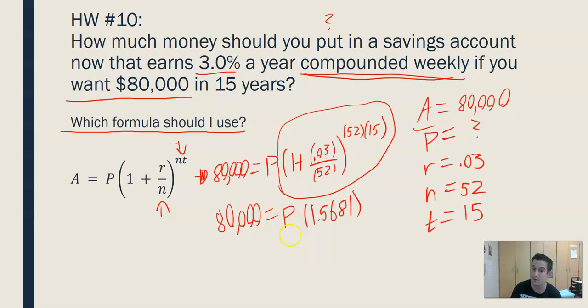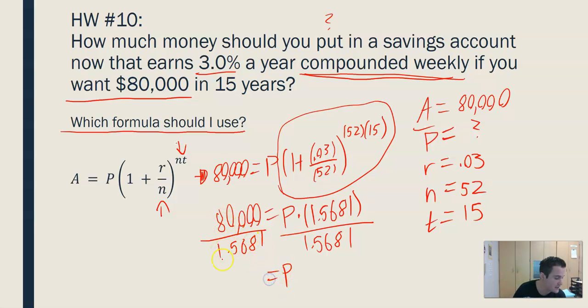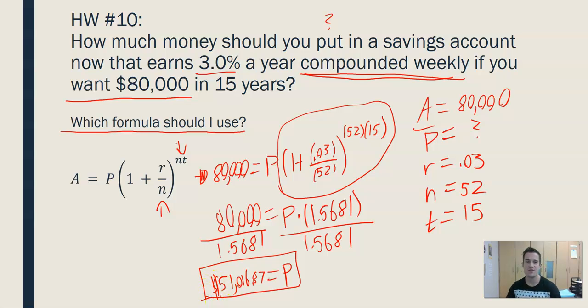So I have 80,000 equals P times 1.5681. Well, now in order to solve for P, which is being multiplied by this, how do I undo that? I divide by 1.5681. And when I do that, I get P equals $51,016.87. If you need to pause this and double check your work with me as you're going, you can. But in order in 15 years from now to have $80,000, if I have just a 3% interest rate, I have to start by investing $51,000.